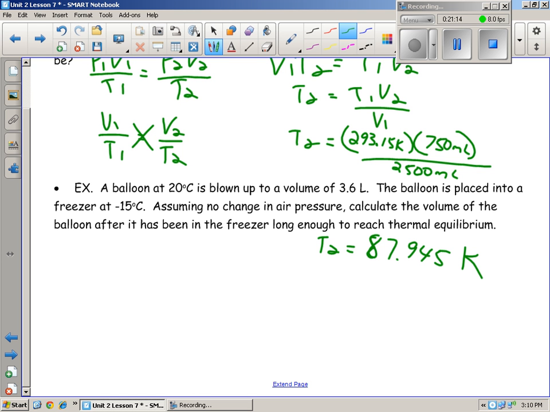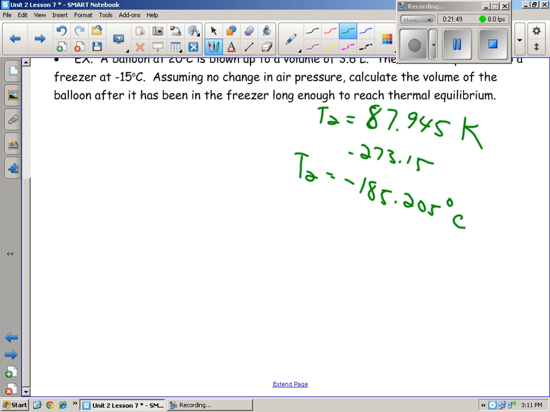The question says, what's the new air temperature in Celsius? So I'm going to bring this up again when you're doing your worksheet here. Subtract 273.15. If I give you Kelvin, we did this the other day, you subtract 273.15. So we're going to do that. 87.945 minus 273.15, and you get a negative 185.205 degrees Celsius.